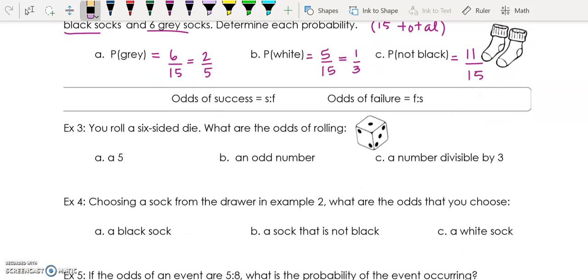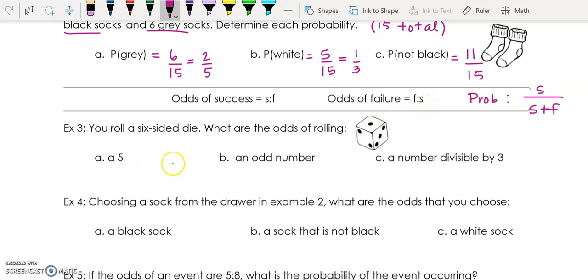Let's take a look at odds of success and odds of failure. So odds are different from probability. Remember that probability is the total number of ways you can succeed over the total number of possible outcomes, both success and failure. Odds are just a ratio of success to failure, or vice versa, okay?